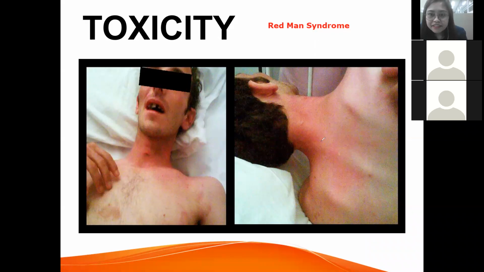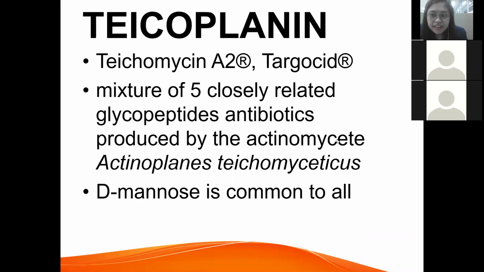Okay. Let's clear the writing screen. So the second polypeptide is teicoplanin. Teicoplanin is a mixture of 5 related glycopeptide antibiotics. So it is a mixture, 5 antibiotics that are also considered peptides. Those 5 antibiotics are also derived from actinomycetes, specifically Actinoplanes teichomyceticus. That's why it is called teicoplanin. Now, of the 5 antibiotics mixed together to produce teicoplanin, mannose is common to all.